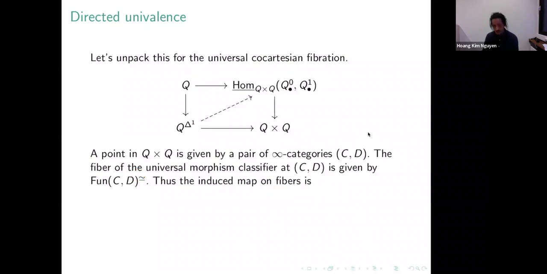And on the other hand, if you look then at the induced map of fibers, then that's exactly a map from the mapping space of the infinity categories mapping to the function type, the maximal groupoid of the function type. But in the end, that's all we can express. So we don't really see the functor category, because we're only talking about the infinity one category of infinity categories. That's all we get.